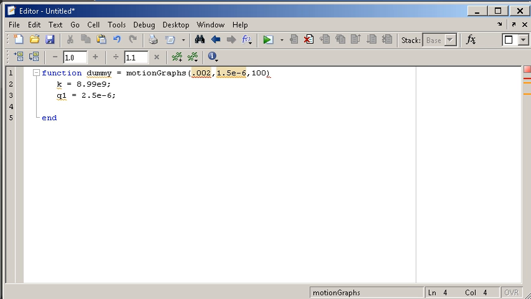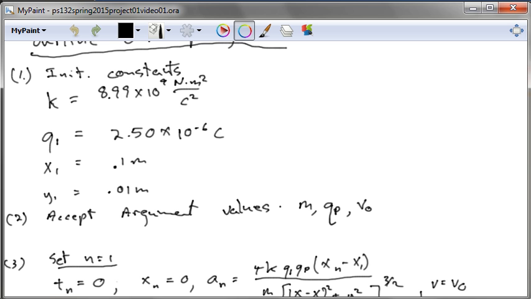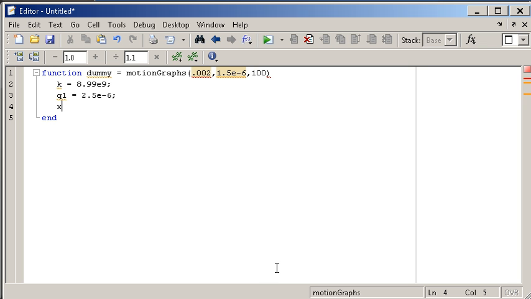And X1 and Y1. X1 equals 0.1 meters, it's 10 centimeters, and Y1, it's 1 centimeter from the x-axis, 0.01 meters.